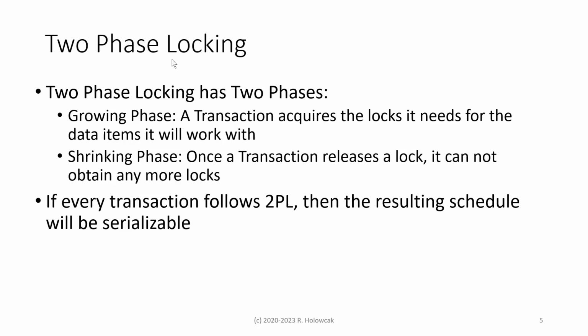The shrinking phase happens once a transaction releases any lock. Once a lock is released, the transaction cannot obtain any more locks. And this is a very strict rule. Even if a transaction releases a lock and wants to get the same lock back, it cannot happen in two-phase locking. You have a growing phase, and then as soon as one lock is released, the transaction enters the shrinking phase. If every transaction follows two-phase locking, then the resulting schedule will be serializable.